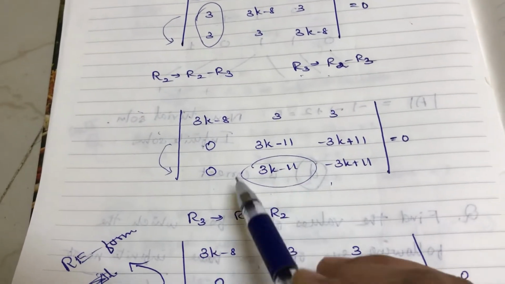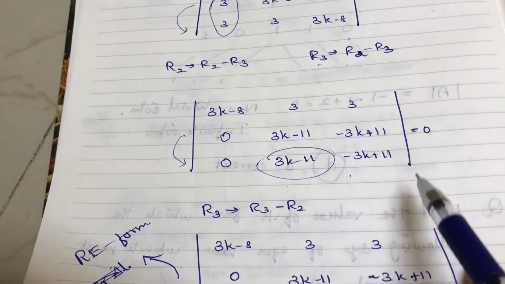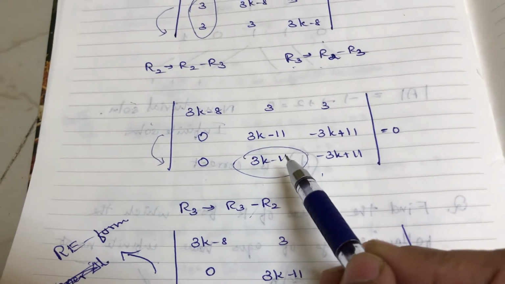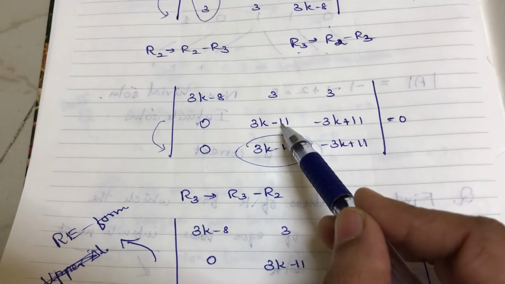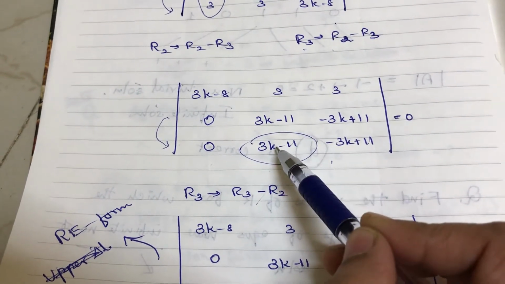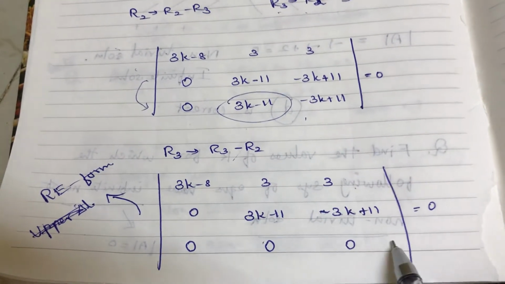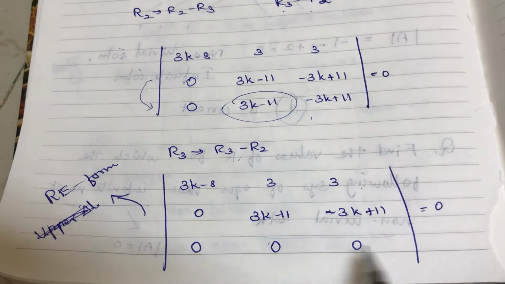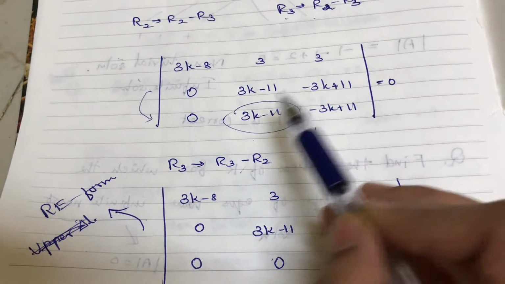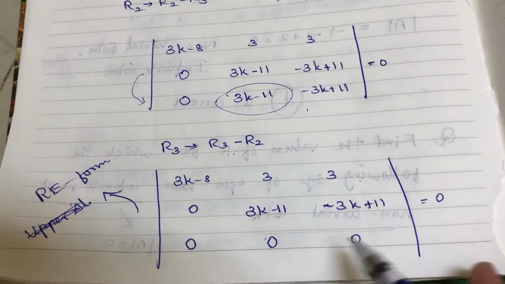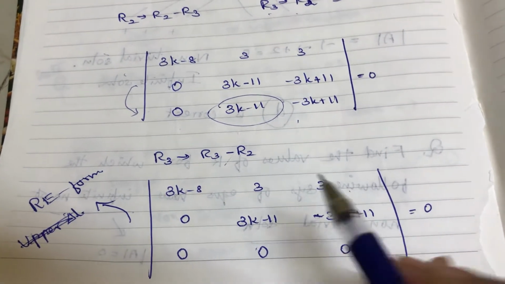And we need to make this element also 0, then only we can easily form the upper triangle, that is the row echelon form. Just R3 implies R3 minus R2. If we subtract these 2 elements we will get 0 here. So you can see all are zeros, we need only 0 here, but these 2 elements are equal, so here also we got 0. Fine, we don't need to worry.